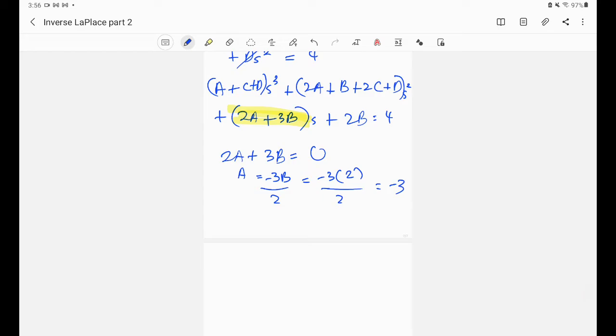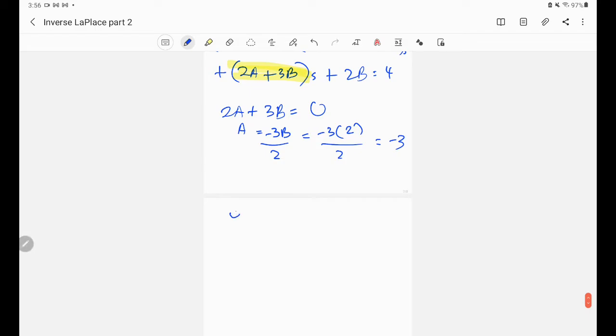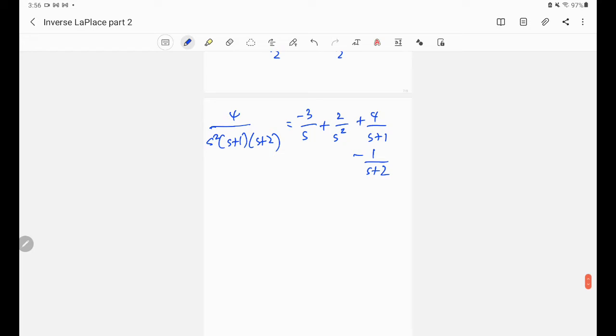Now we can finally put it in the full partial fractions equation, which is 4 over s squared, s plus 1, s plus 2 equals A over s, and A just now is negative 3, so negative 3 over s, plus B is 2 over s squared, plus C is 4 over s plus 1, and D is minus 1 over s plus 2. Then you do the inverse for all of these.